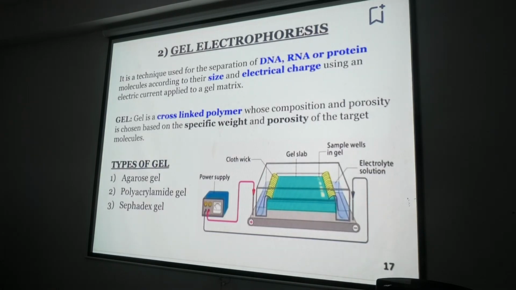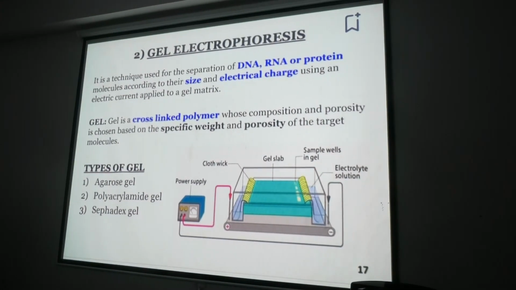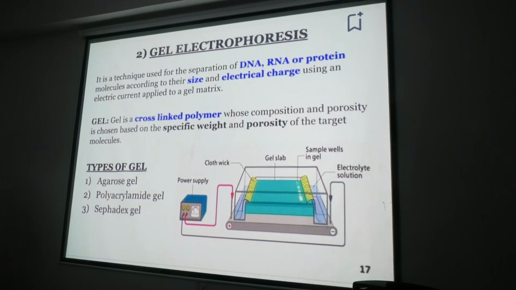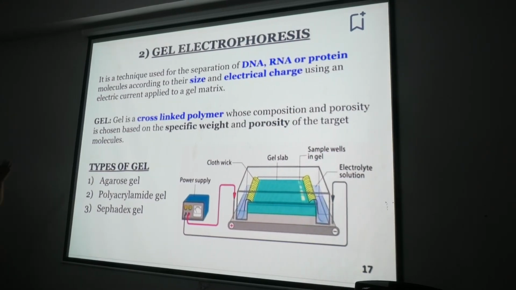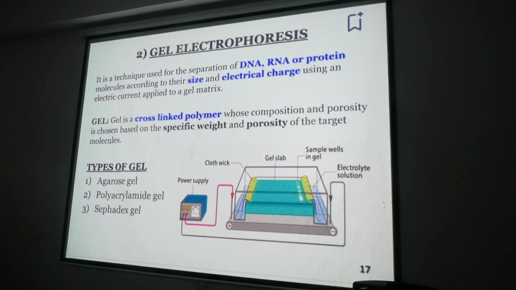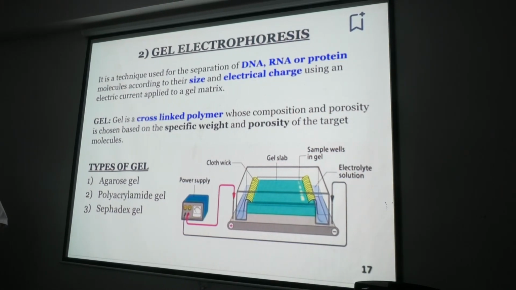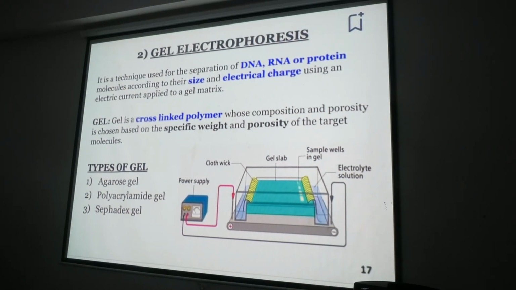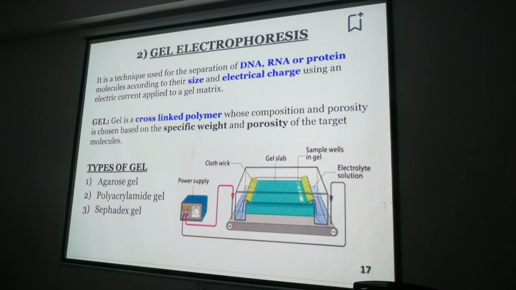Gel electrophoresis is the technique used for separation of DNA, RNA or protein molecules according to their size and electrical charge using an electric current applied to the gel matrix. Gel is a cross-linked polymer whose composition and porosity is chosen based on the specific weight and size of the target molecules. Types of gel: agarose gel, polyacrylamide gel and Sephadex gel.